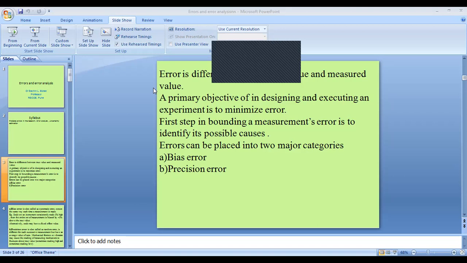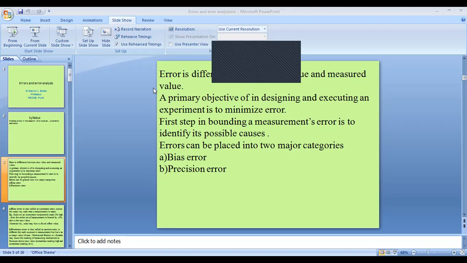So we'll see first what are the major categories of error. There are two major categories of error. First is bias error. Second is precision error. Now we'll move further. What is meant by bias error? Bias means we purposefully go on one side. And precision means it is a random type.